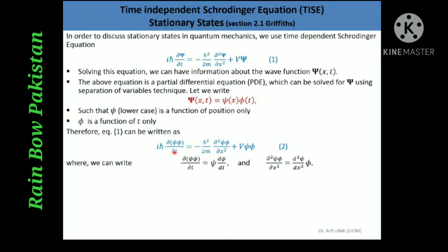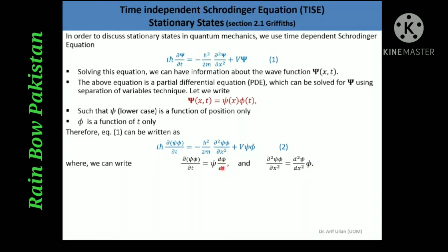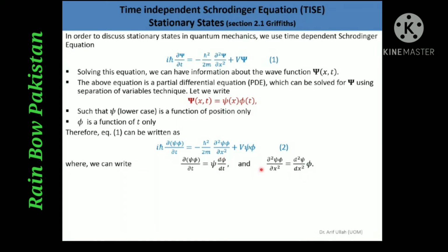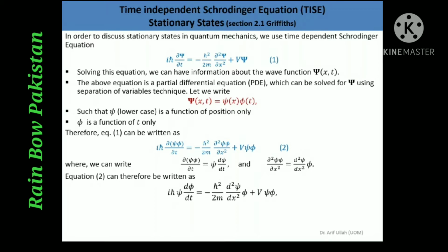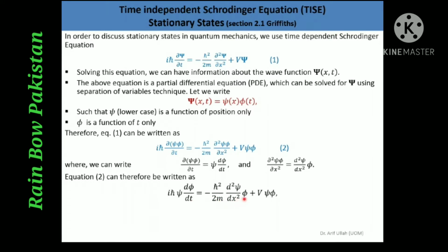∂/∂t of ψφ is ψ dφ/dt, and this term is d²ψ/dx² times φ. As φ is a function of t only and ψ is a function of x only, partial derivatives are now replaced by full derivatives in these terms. Therefore, equation 2 can further be written as iħ ψ dφ/dt = -ħ²/2m d²ψ/dx² φ + V ψφ.